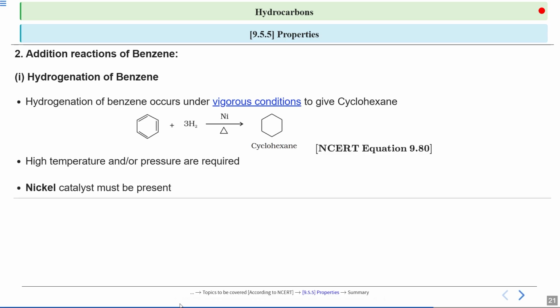Finally, a nickel catalyst is also needed for this reaction. A catalyst is a substance that speeds up a chemical reaction without being used up itself. In this case, nickel helps the hydrogenation process happen more efficiently. So to sum up, hydrogenation of benzene to cyclohexane needs high temperature and or high pressure and a catalyst.